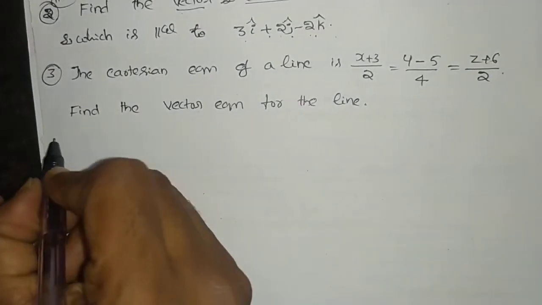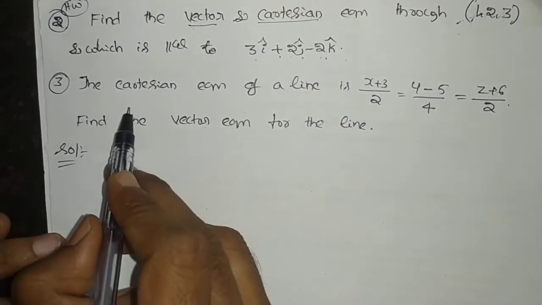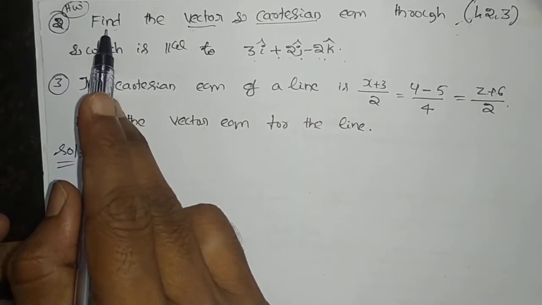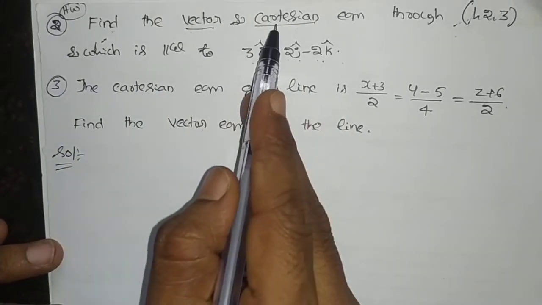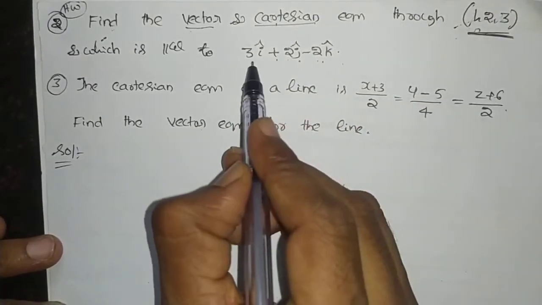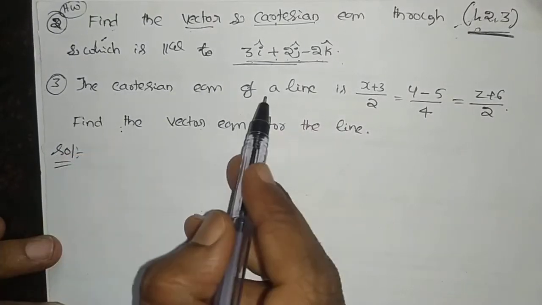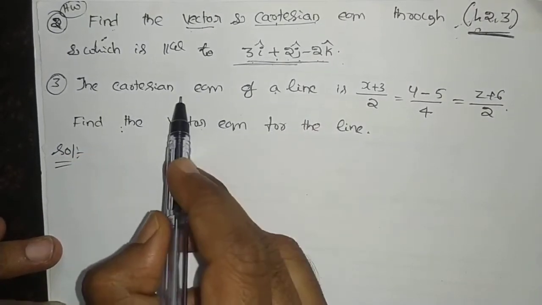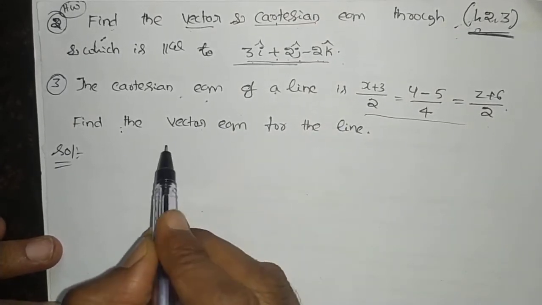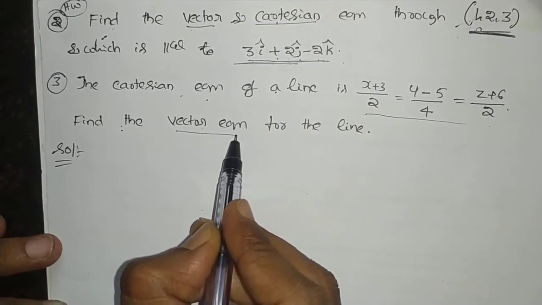Okay, solution. You just observe this question with the previous one, and you will come to know the difference. Here we have to find the vector and Cartesian equation. It is given that the line passes through a point and a parallel vector is given. Here in this problem the Cartesian equation is given, and by using this Cartesian equation we have to find the vector equation.